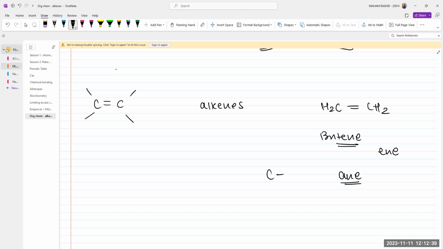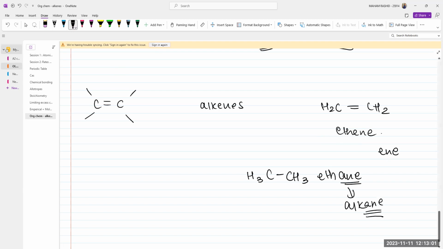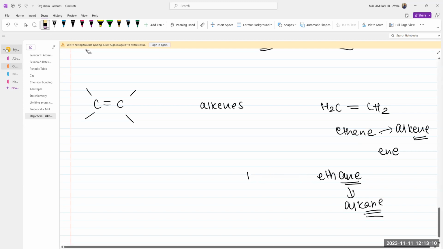If I made this, this will be ethene. Okay. Now if I have this instead, this will be ethane, right? Because this is an alkane and this is an alkene. Alkenes have double bonds while alkanes have single bonds.